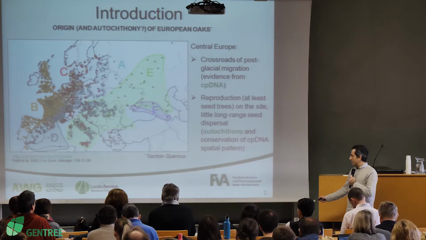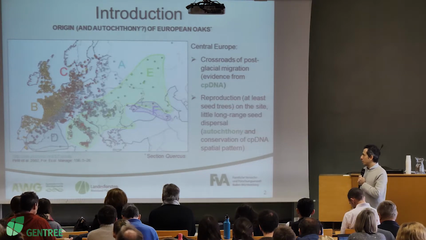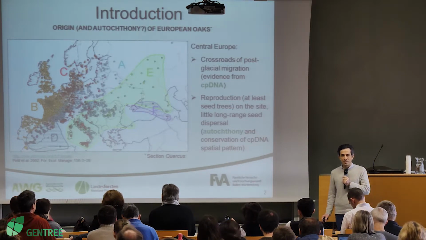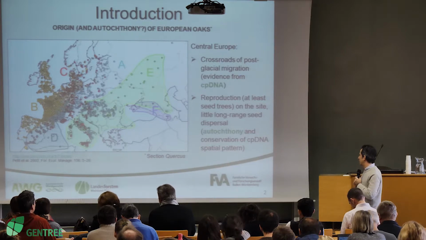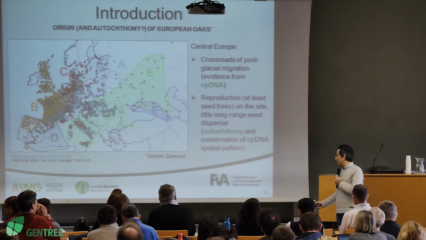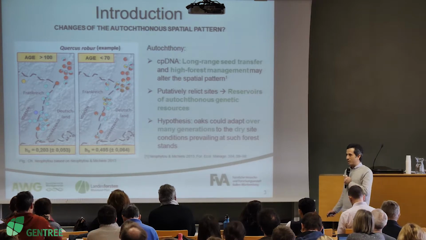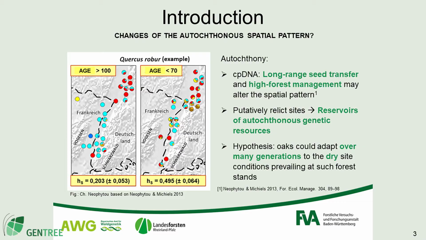We can also see that if we focus here in the middle, in Central Europe, we have a crossroads of different recolonization pathways. So we have a high degree of autochthony and conservation of these recolonization pathways. Let's focus a bit more on this Central European region. Here we have the region of the Upper Rhine. We have here Switzerland and Germany, the Black Forest, and France and the Vosges Mountains.